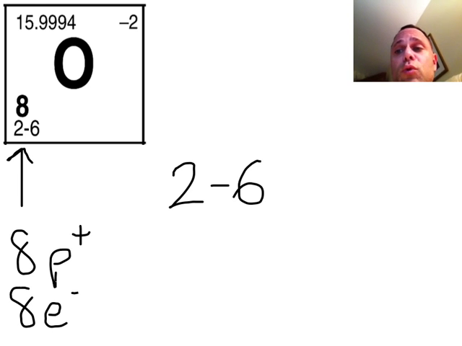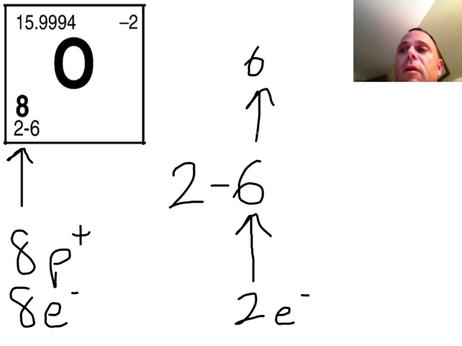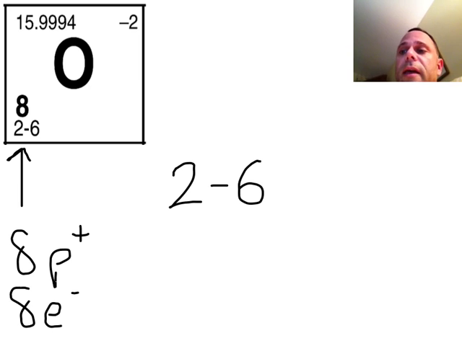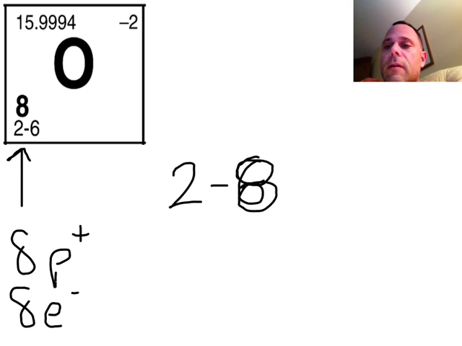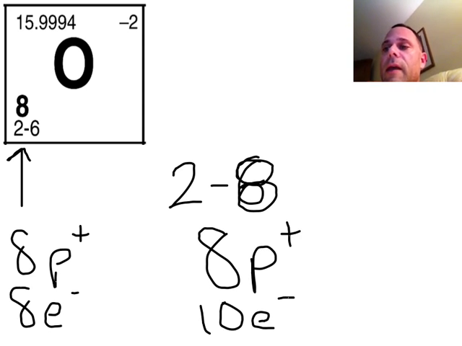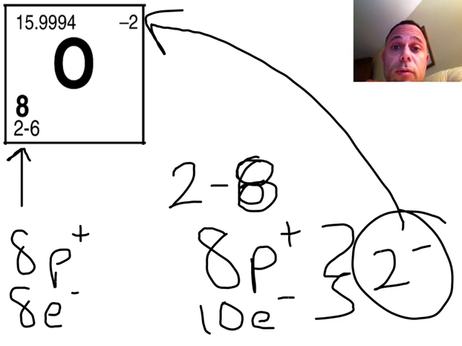But the octet rule says that the outermost electron shell wants to be full. So to make this valence shell full, we could either add 2 electrons or remove 6 electrons. Now, which would be simpler? Well, the simplest thing would be to actually add 2 electrons versus removing 6. This would therefore give us an electron configuration of 2-8. That gives us 8 protons, 10 electrons, and a net charge of 2-. And look at that, -2.